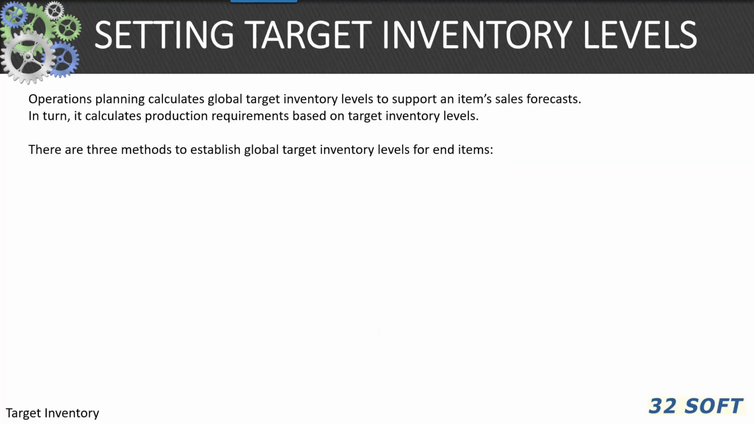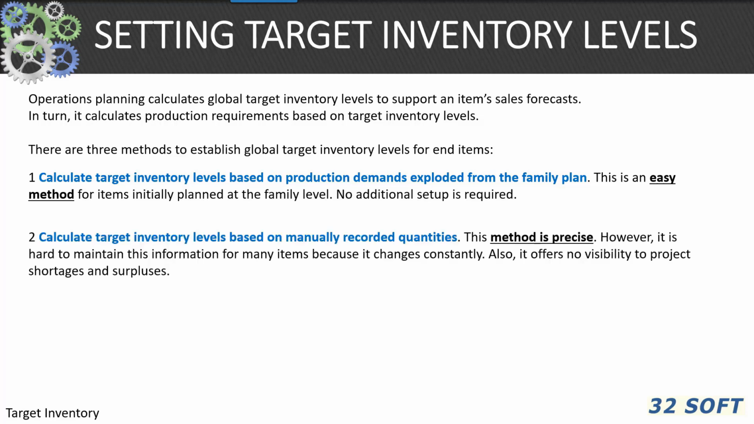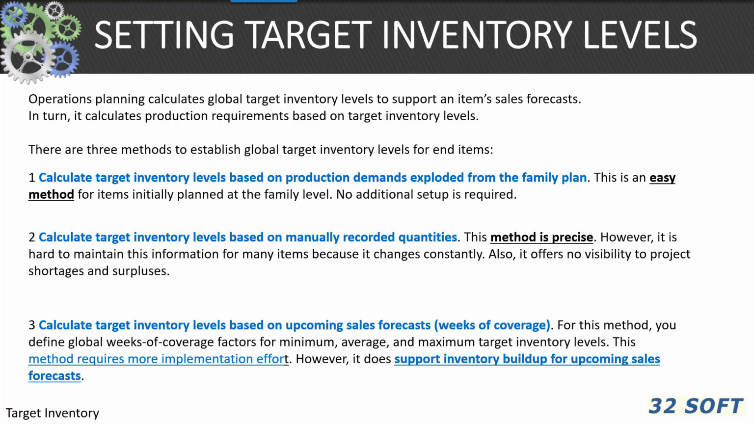Great, great stuff. Setting target inventory levels in operations planning, we calculate global target inventory levels to support an item's sales forecast. There are basically three ways to establish these global targets for end items. Number one, you can calculate target inventory based on production demands exploded from the family. This is the easiest method. Two, you can calculate inventory targets based on manual records. If you want to manually input it, this is obviously the most precise method, but it requires a fair amount of upkeep. Or you can calculate this based on the weeks of coverage. For this method, it supports inventory buildup, seasonal sales, etc.